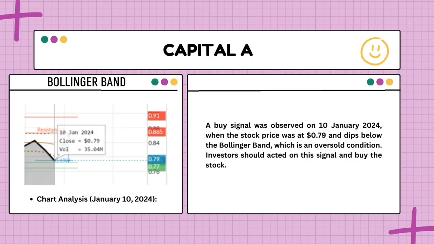A buy signal was observed on 10 January 2024 when the stock price was at 79 cents and dipped below the Bollinger Band, which is an oversold condition. Investors should act on this signal and buy the stock.